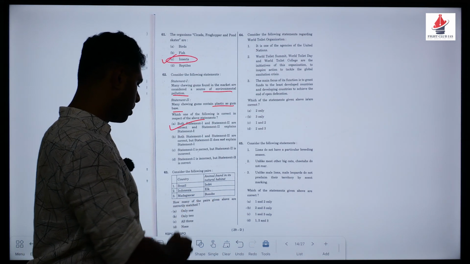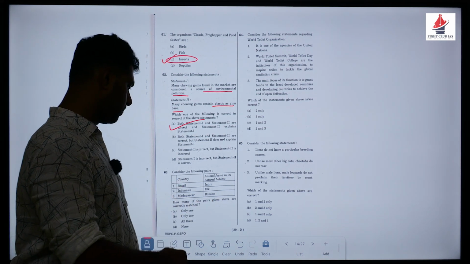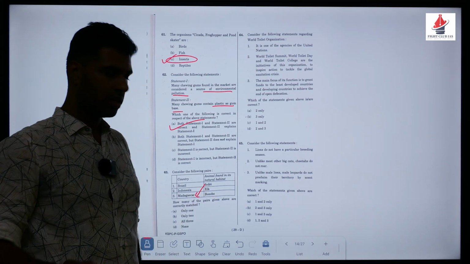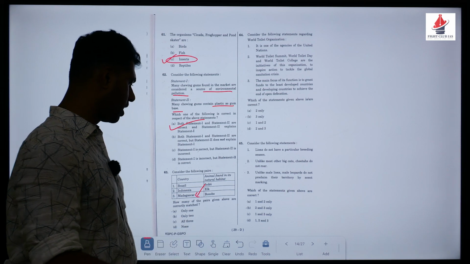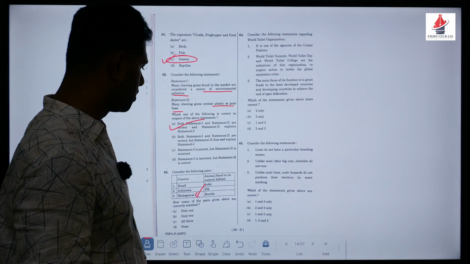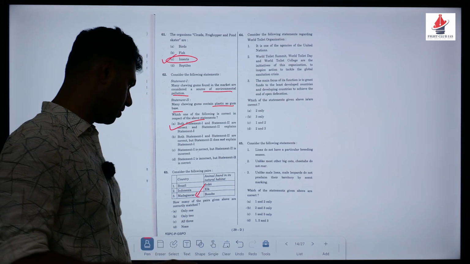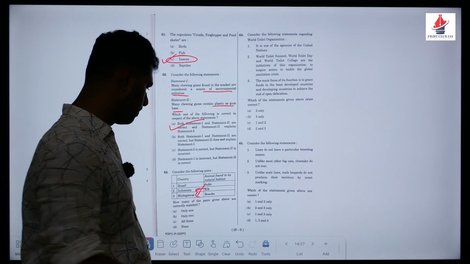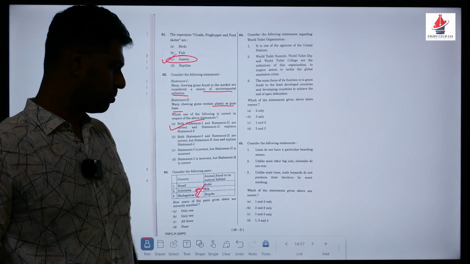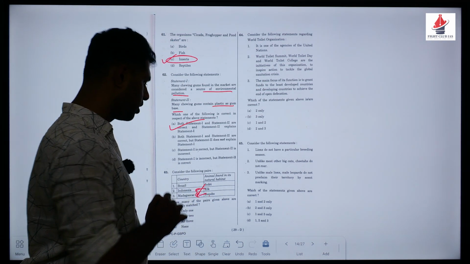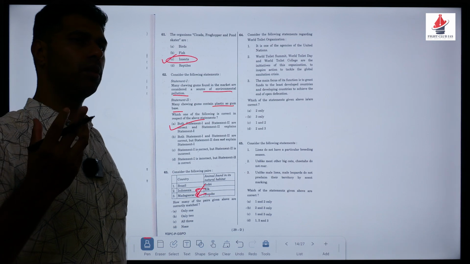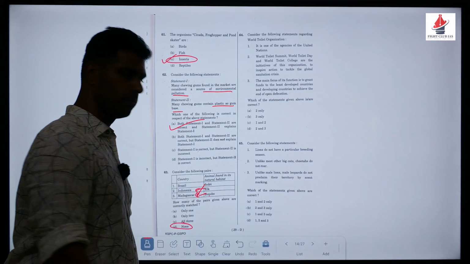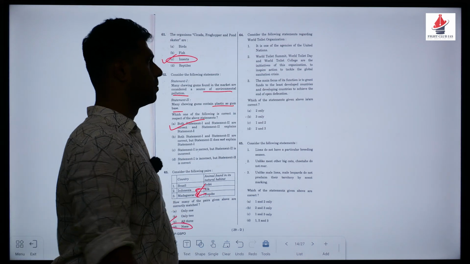How many of the pairs given above are correctly matched? So when you take this, Brazil, Indri, no. Indri is coming for Madagascar. Indri doesn't come for Brazil. Indri is a kind of species which is only native to Madagascar. Elk is a kind of deer. It is not native to Indonesia. It's more in Europe. Bonobo is a kind of primate species. It is not native to Madagascar. Bonobo is most commonly found in Congo Basin. So all 3 are wrong. Answer is none. D is your answer.